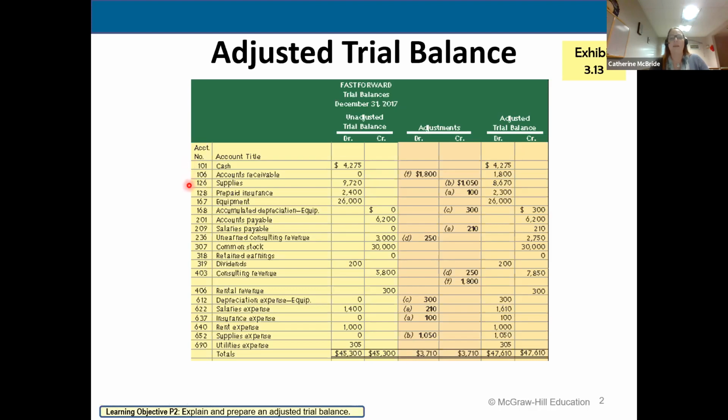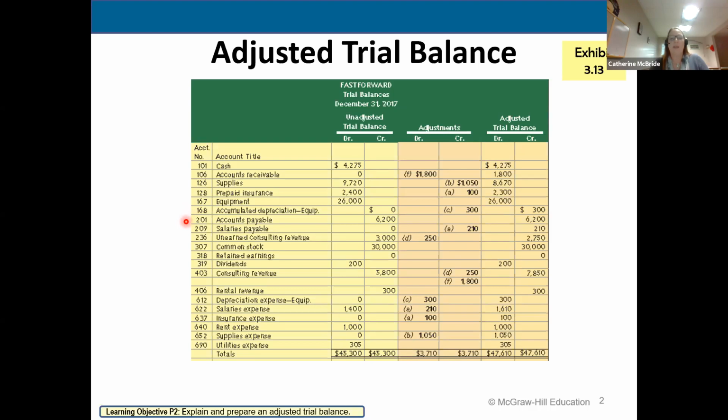So we have assets, and what's the normal balance for an asset? The normal balance for an asset is a debit. So that's why those are debits. Then we have accumulated depreciation, which is a contra asset, and a contra asset has a normal credit balance.